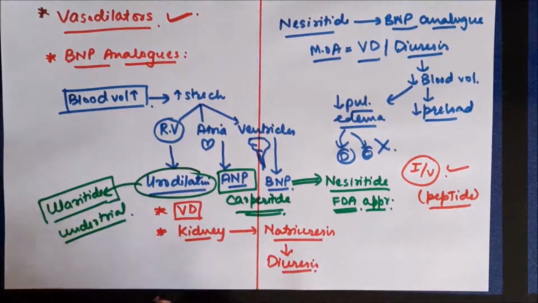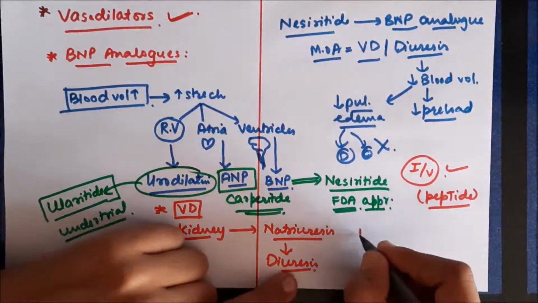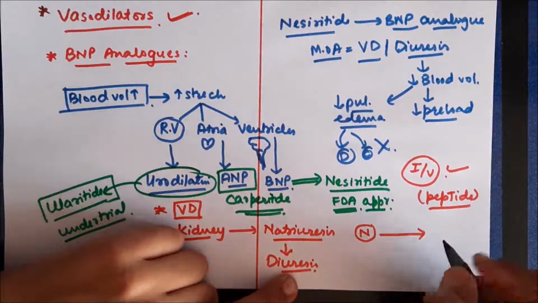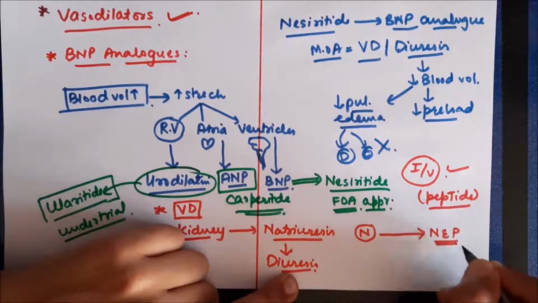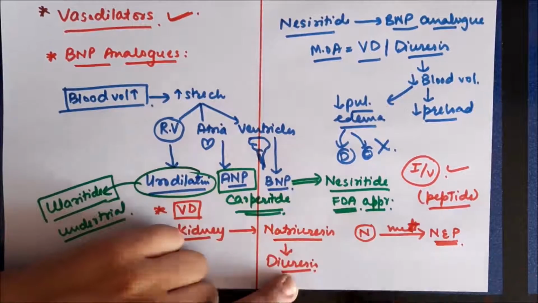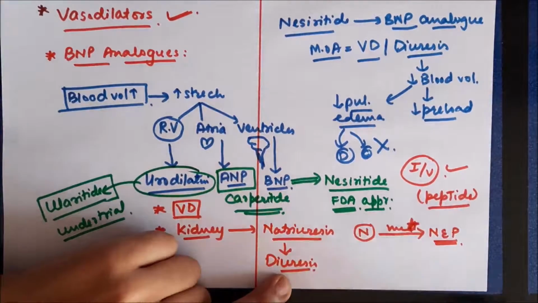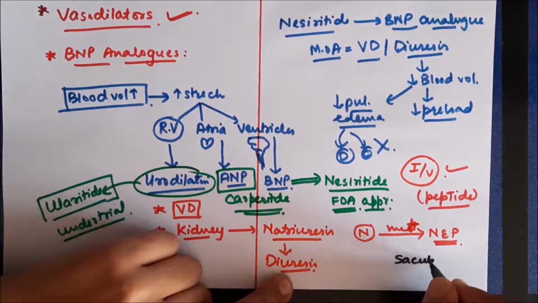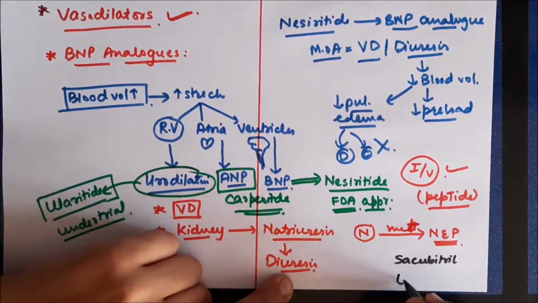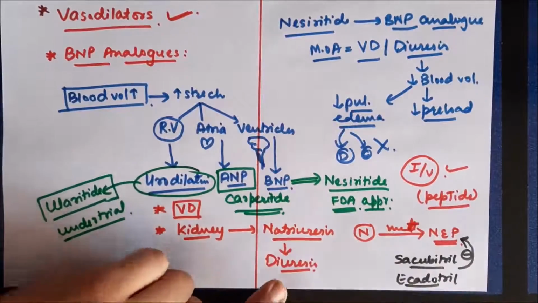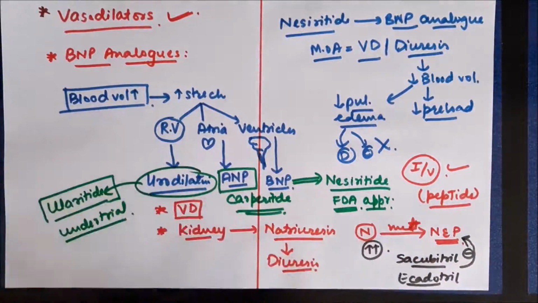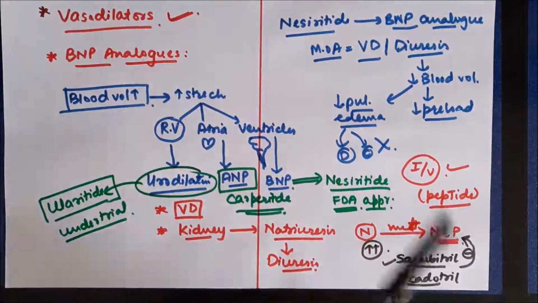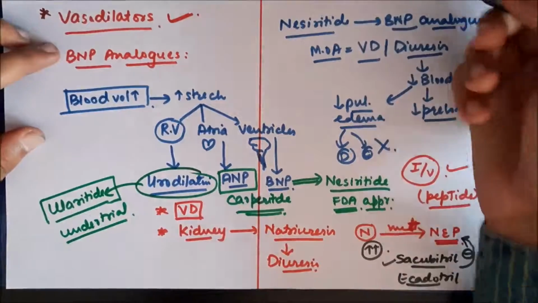Now, Nesiritide, after it produces its action, is metabolized by the enzyme neutral endopeptidase, which is present in the body. This enzyme neutral endopeptidase is inhibited by a class of drugs. So this class includes drugs such as sacubitril, which inhibits neutral endopeptidase, and another drug of this class is ecadotril. So sacubitril and ecadotril inhibit neutral endopeptidase and increase the action of Nesiritide. So there will be more diuresis, so it will produce more beneficial effect. So we can give Nesiritide along with these drugs, that is sacubitril and ecadotril.